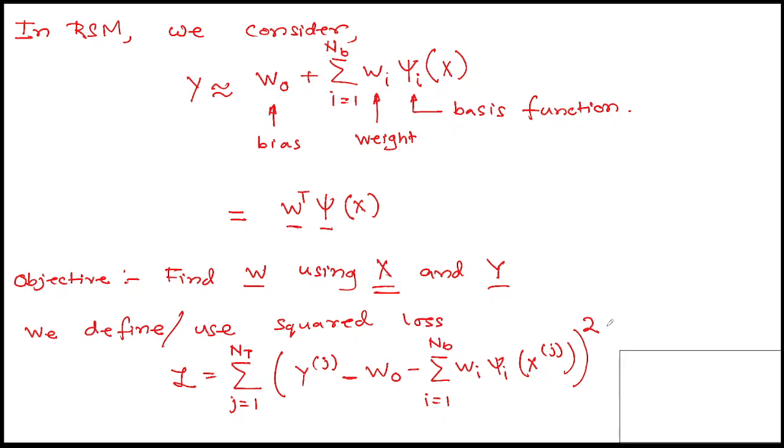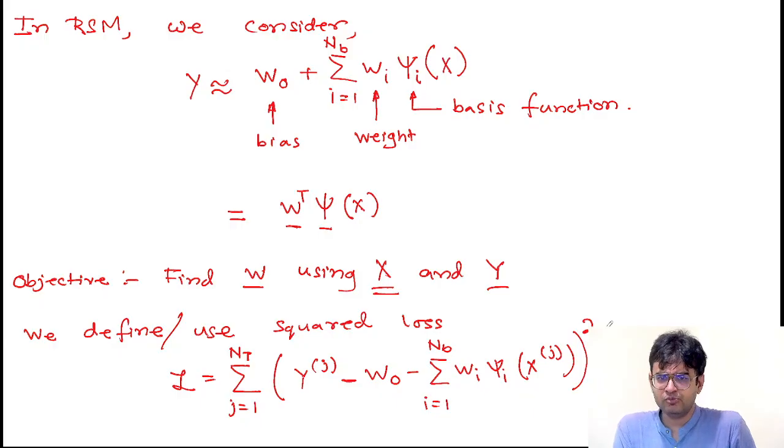And from this loss function, I want to find out W naught and Wi, where i goes from 1 to NB, right? How do you find out from loss? You want to minimize, so you will take the derivative with respect to the unknowns. The unknowns are weights and biases. So let us take the derivative. Let's call it equation 1.